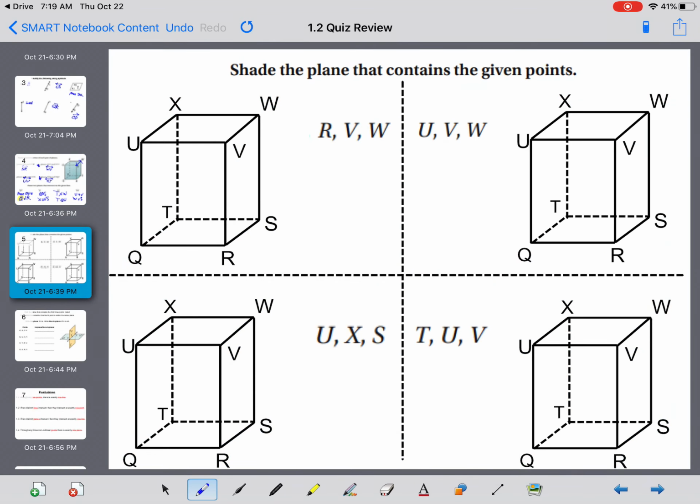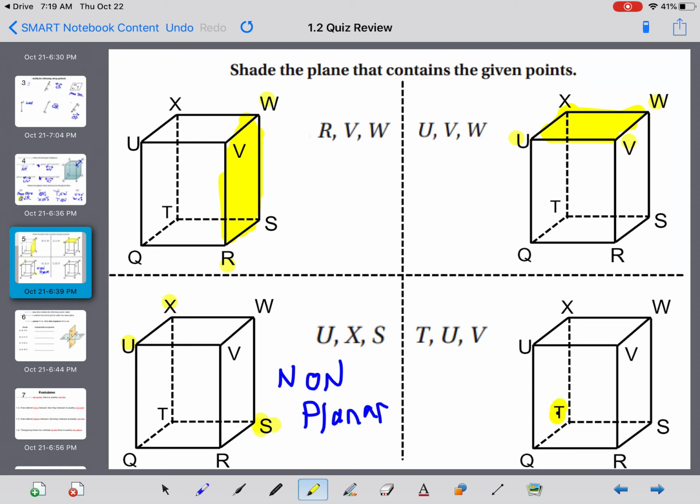Okay. It says shade the plane that contains the given points. R, V, W, that's your right side plane. U, V, W is your top plane. U, X, S. Is that possible? Is there a plane there? Non-planar, meaning they do not exist on the same plane.